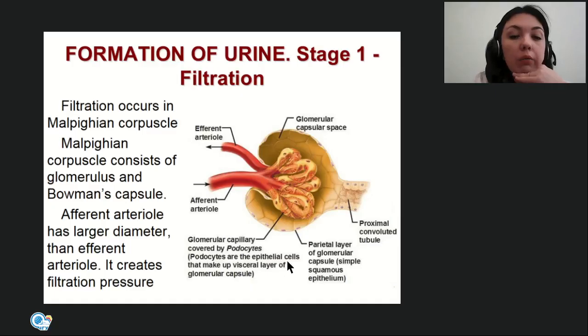That is formed by one layer of endotheliocytes of the capillaries in the glomerulus, and also the visceral layer of Bowman's capsule. Bowman's capsule looks like a cup. It has a parietal layer and a visceral layer, that is internal. The internal layer is formed by special cells which are known as podocytes. Podocytes are the epithelial cells which make up the visceral layer of the glomerular capsule.